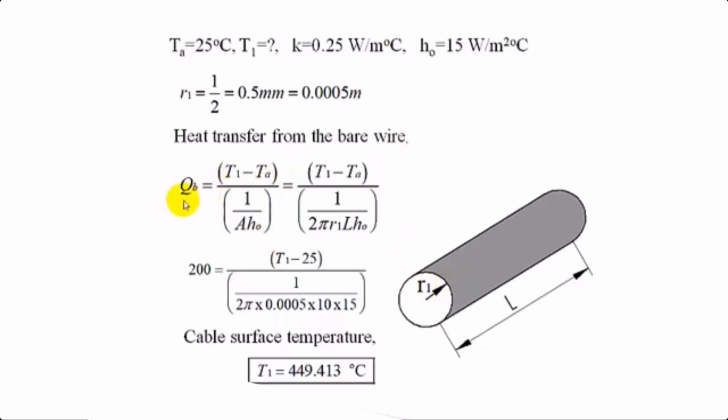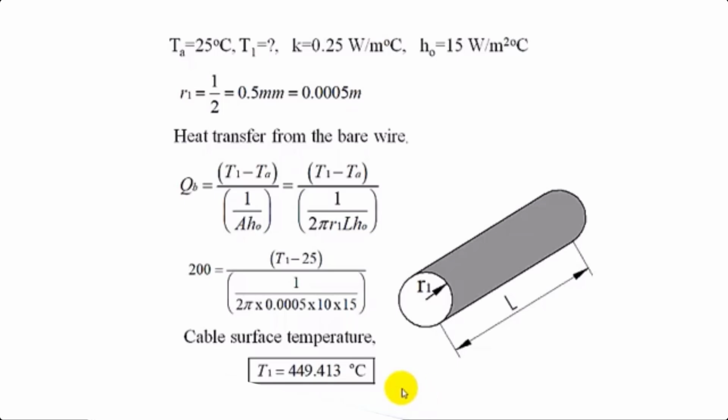So the bare wire has to dissipate 200 watts. Heat dissipation from the bare wire is T1 minus Ti divided by 1 by h naught. So Q is known, 200. Temperature of surface is not known, but ambient you know, and R1, the radius, is known, 0.005, and the length is 10 meter, h naught is known. So you get the cable surface temperature as 449.413 degrees centigrade. So this is the cable surface temperature for a heat dissipation of 200 watts.